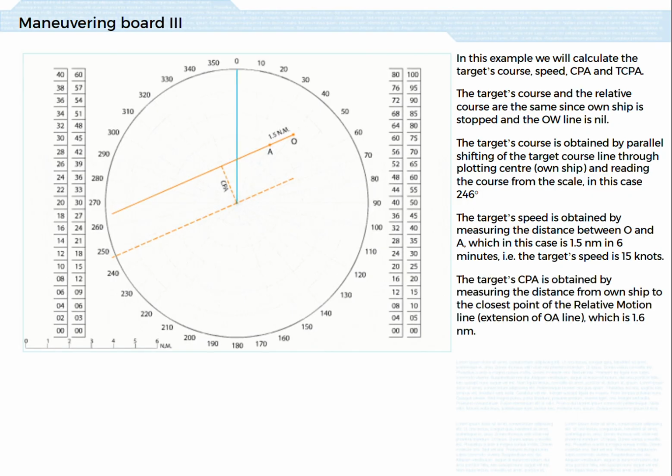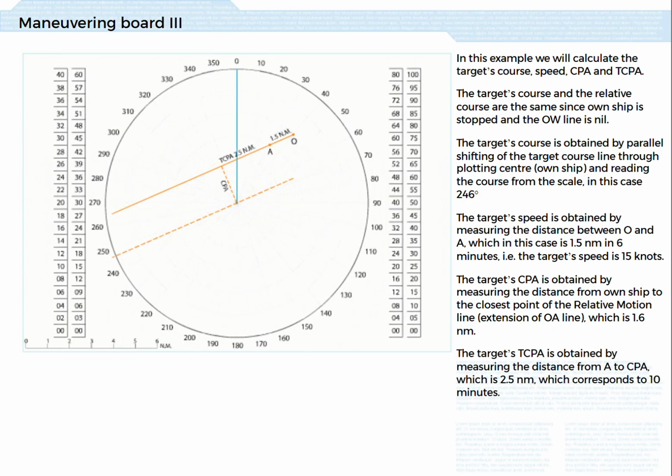The target CPA is obtained by measuring the distance from own ship to the closest point of the relative motion line, which is 1.6 nautical miles. The target's TCPA is obtained by measuring the distance from A to CPA, which is 2.5 nautical miles, which corresponds to 10 minutes.